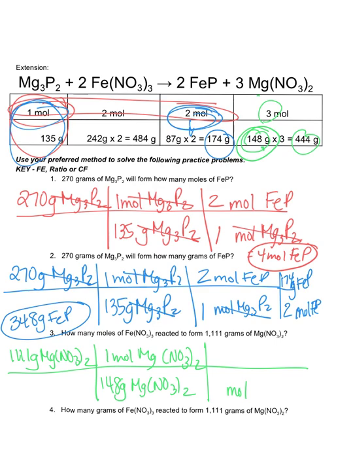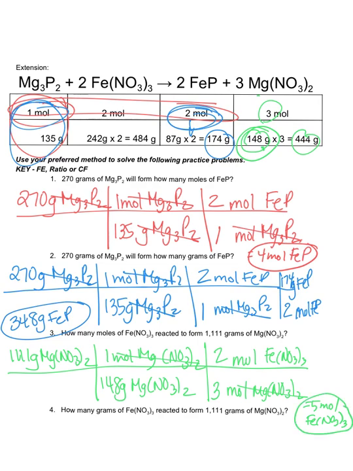Then to cancel, moles of MgNO3, 2 goes on the bottom, and moles of FeNO3, 3 goes on the top. This is a 2, and this is a 3. Moles and moles cancel. And so then in the end, when I multiply and divide, I'm going to get an answer here of 5 moles of FeNO3.